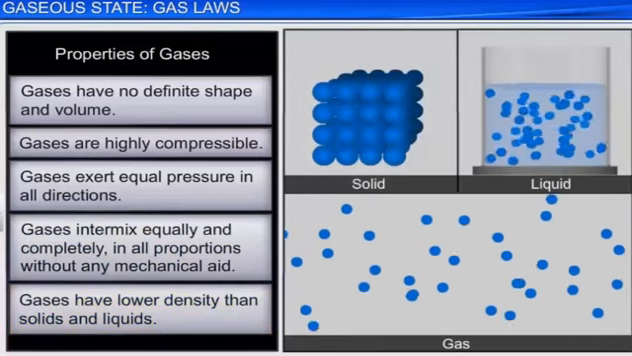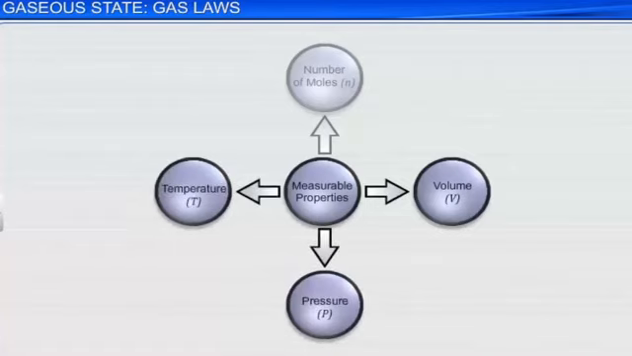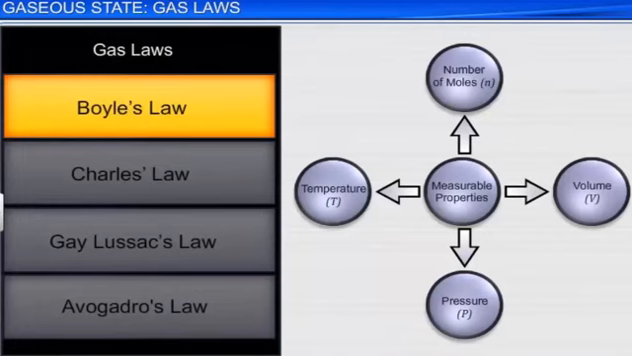The behavior of gases is governed by gas laws, which define the relationship between measurable properties such as volume V, pressure P, temperature T, and the number of moles n. These properties are interdependent and describe the state of a gas. The four main gas laws are Boyle's law, Charles' law, Gay-Lussac's law, and Avogadro's law.